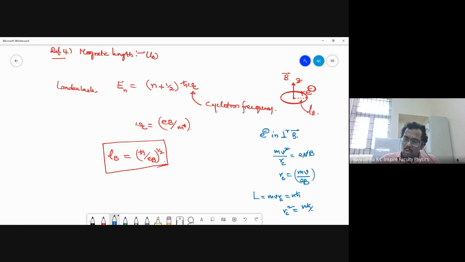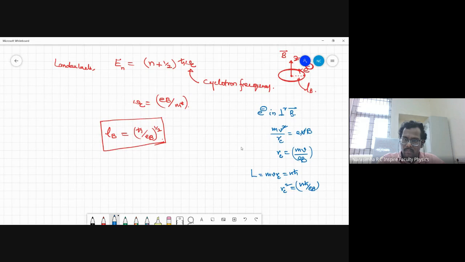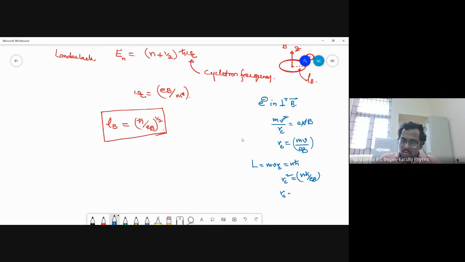So you can write down r_c is equal to the square root of nħ over eB, to the power 1 by 2. Now this n is a constant, right? Because it's an integer. So this is the length, and this length is nothing but the magnetic length. If you have the first orbit, it will have a radius (ħ/eB) to the power 1 by 2. If you go to the second orbit, then it will be root 2 times, and the third orbit will be root 3 times, and so on. So this is how we can derive the magnetic length.